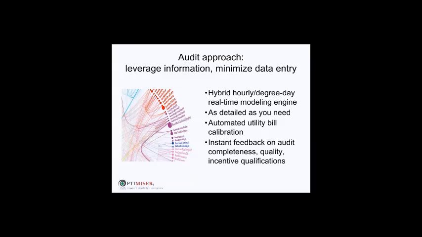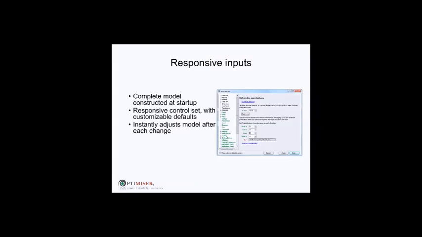So that was the last major release. We're now on version 4 of Optimizer. So the inputs are totally responsive. When you start Optimizer, you have a complete building model. And you can go to the Loads tab, and you can see how the loads are being distributed. You also have a complete improved building model, and you can see the savings for default measures that are in there.